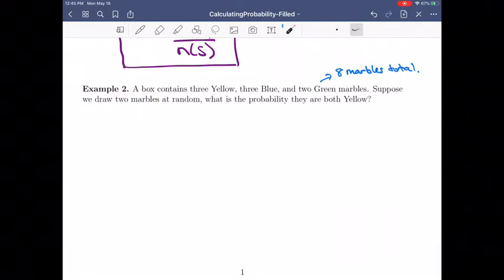Here they're asking us, what's the probability that both the marbles are yellow? Before we can even try to compute the probability, we need to think: what's the sample space here, and is it uniform?